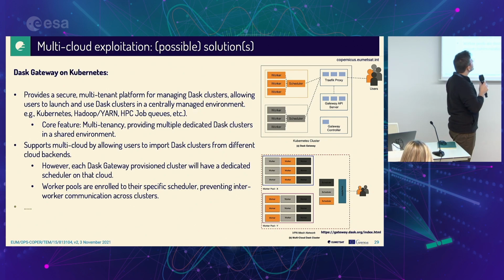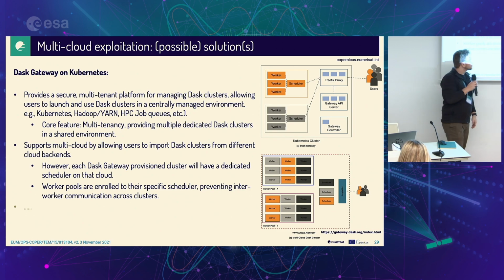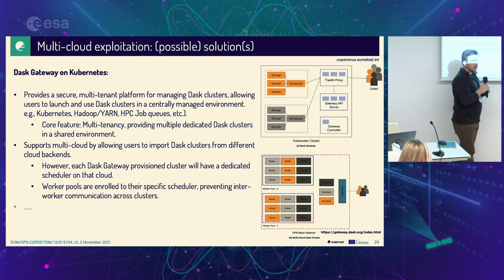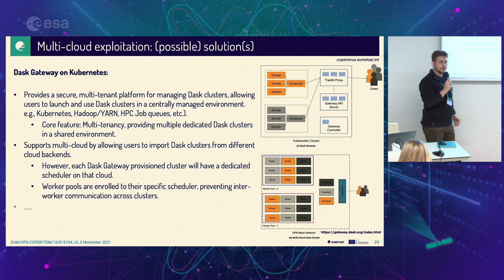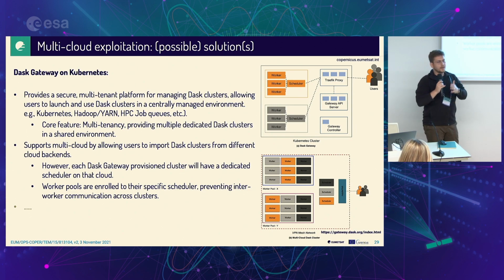And I want to just make it more obvious in this slide. So in Dask Gateway on Kubernetes, for example, the core focus is multi-tenancy. So every cluster that you create has a dedicated scheduler, and that scheduler is only allowed to talk with the worker nodes that it has been enrolled with. And this is perfect for multi-tenant isolation because every single one of you will have one dedicated scheduler, and in the other cluster you will have another scheduler.